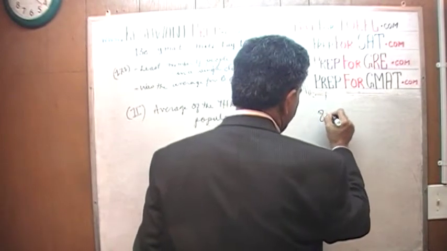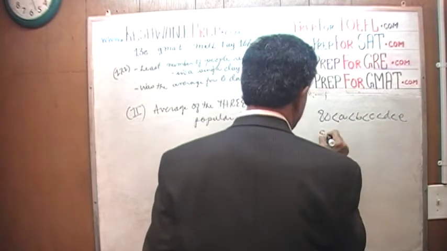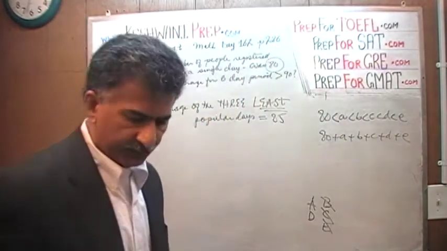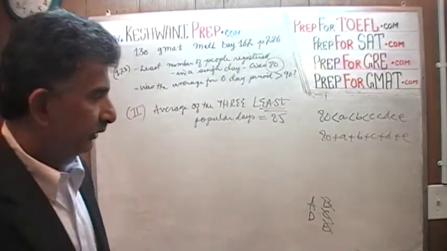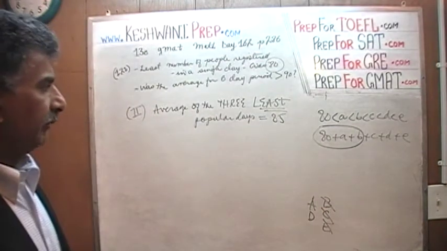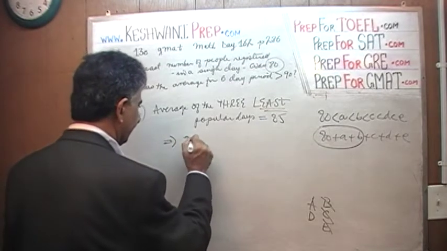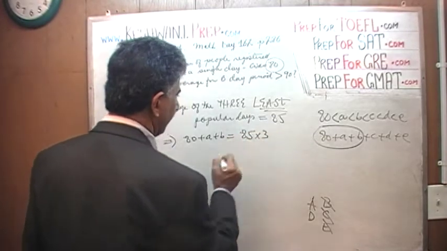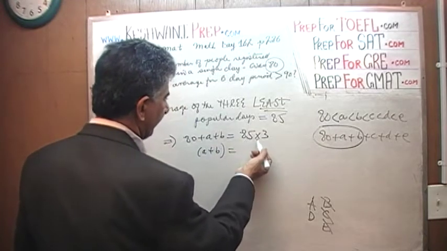The least number that we had was 80, and then A, and then B, and then C, and then D, and then E. So we have 80 plus A plus B plus C plus D plus E. In this scenario, the way we have set it up from the very beginning, the 3 least popular days would be these 3 days, 80 plus A plus B. And we are told that their average is 85, which implies that 80 plus A plus B is 85 times 3, which means A plus B must equal 85 times 3 minus 80.